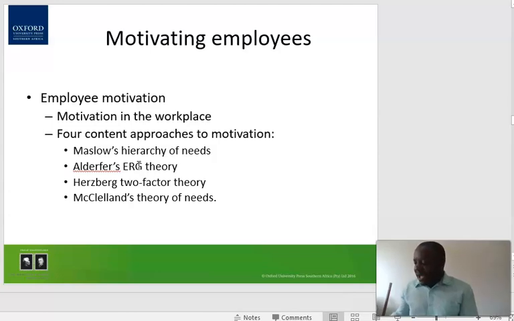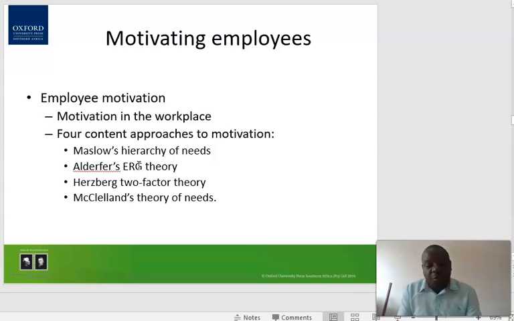Then there is McClelland. McClelland came up with three needs that he said are what motivate people. So basically, these are top level needs as identified by Abraham Maslow.